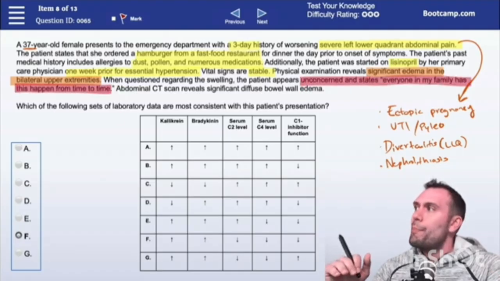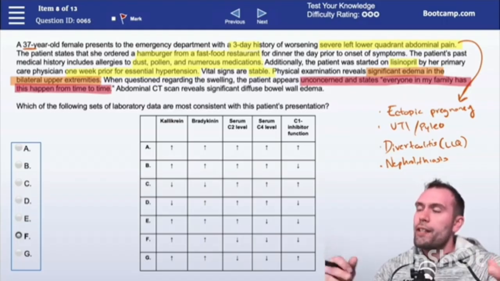A lot of the time when they put what the patient says in quotes or anything like that, especially for clinical vignettes, board questions and that sort of thing, it tends to be relevant. So we'll come back to this in a second. We'll finish here. Abdominal CT scan reveals significant diffuse bowel wall edema.